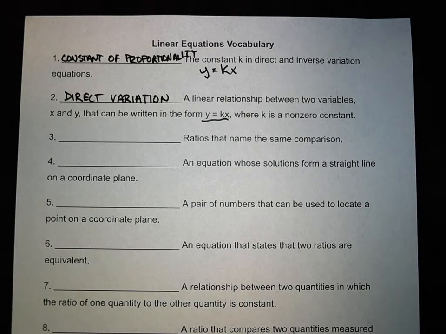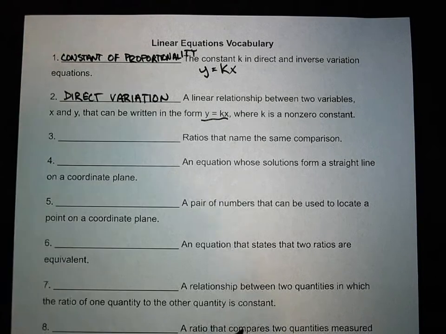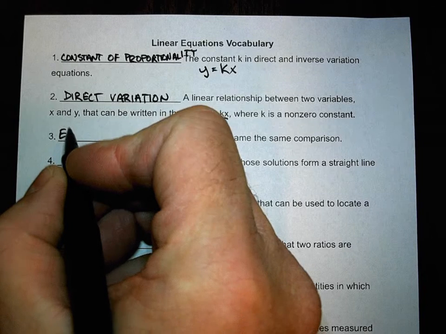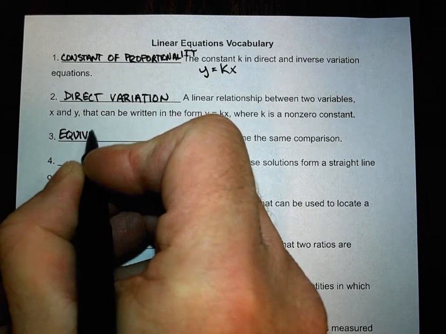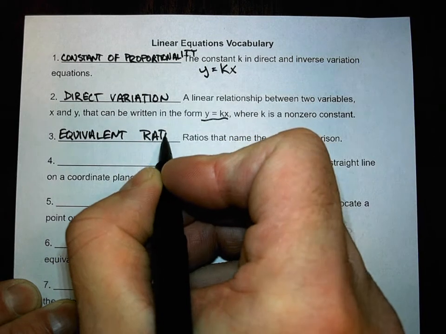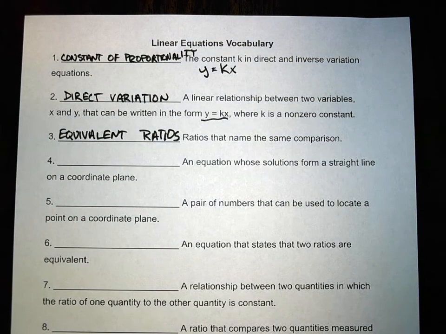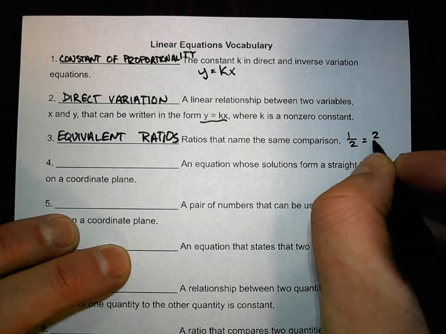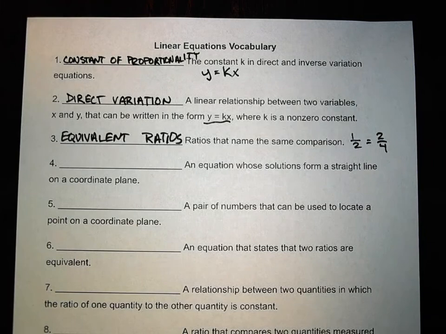So direct variation means it's a ratio, and it's very common with money because you get paid per hour. Ratios that are the same comparison, we call them equivalent ratios. So an equivalent ratio would be 1/2 equals 2/4. They're the same ratio, aren't they? Ratio is a fancy word for fraction.